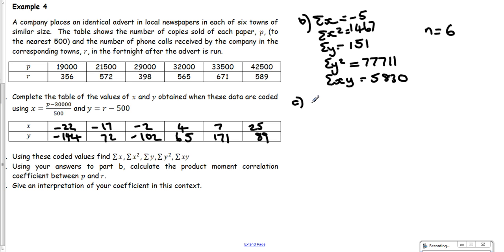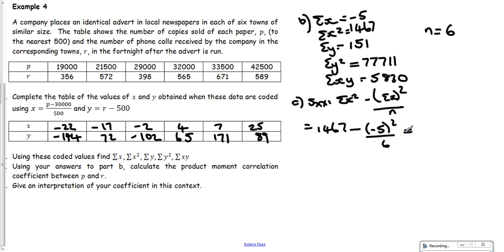So we're going to need to work out SXX first. That's sigma x squared minus sigma x all squared over n. So if we work that out, that's 1467 minus, put some brackets in here, minus 5 squared over 6. And when I work that out, I get 1462.83 recurring. This is one of those moments where you might want to store that in the memory of your calculator.